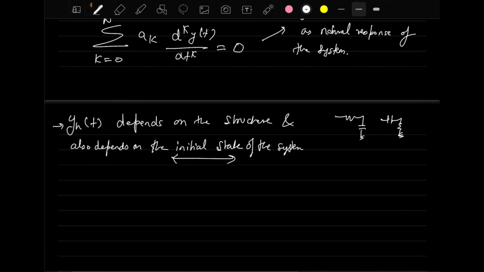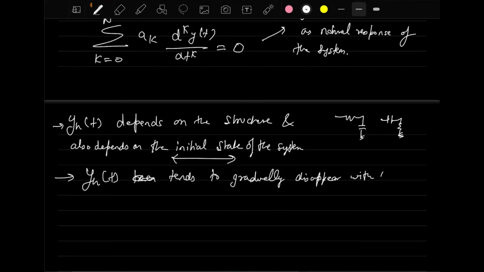Another important thing that we want to focus on here is that yst tends to gradually disappear. It gradually disappears with time. As time progresses, your yst will completely go away and it will become 0.